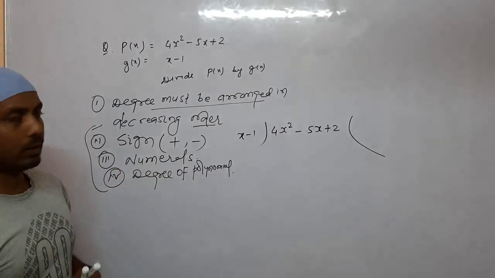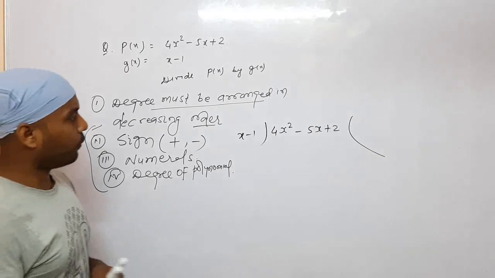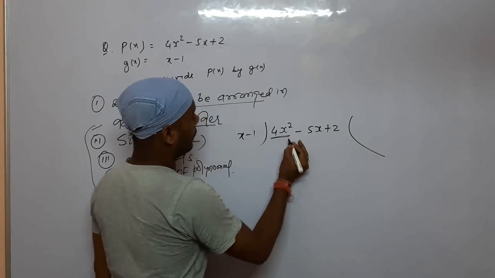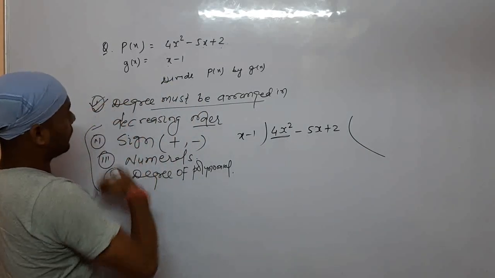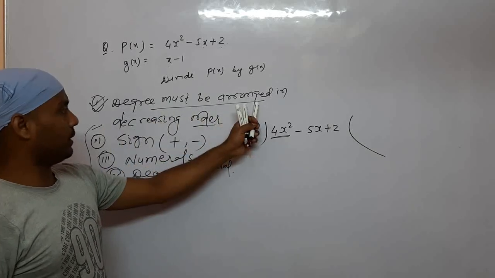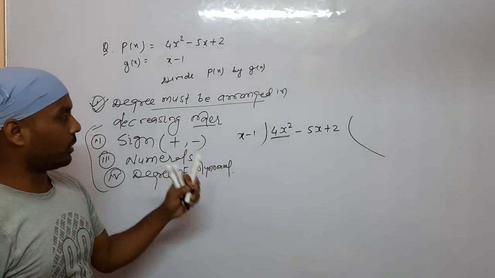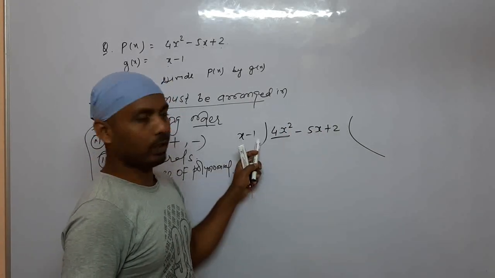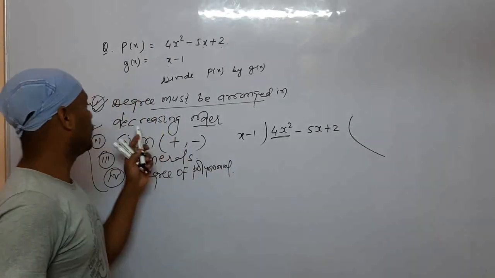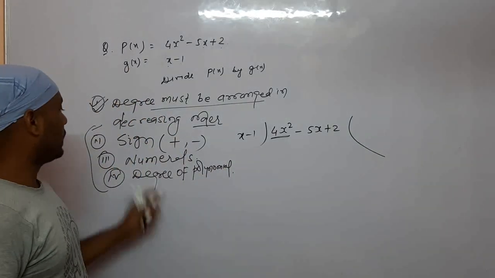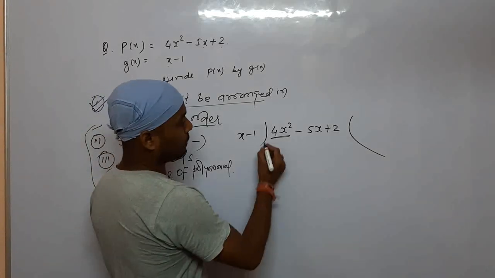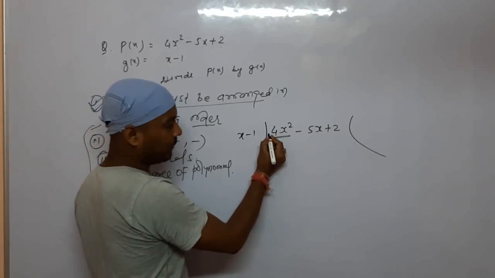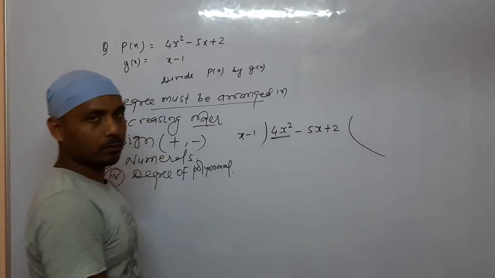What have I written here? Degree arrangement, sign, numerals, and degree. So first of all, for the division of the polynomial, keep in mind the degree arrangement. It must be in decreasing order. See whether it is decreasing or not: degree 2, degree 1, degree 0. It is in decreasing order, so the first statement is clear. Now the sign, meaning plus and minus. See the first term, 4x². What is the sign hidden here? It is positive.